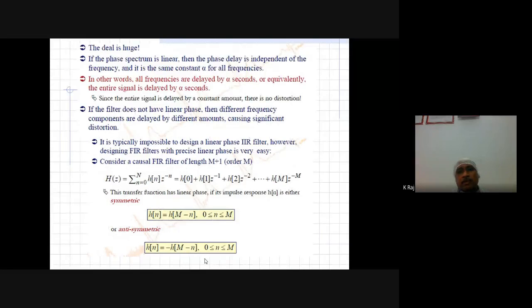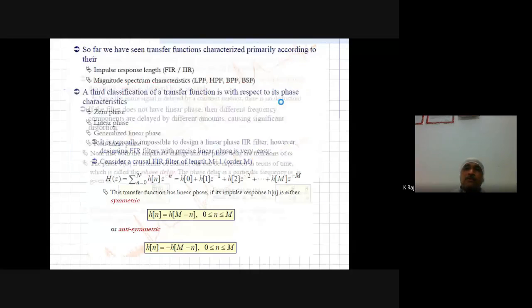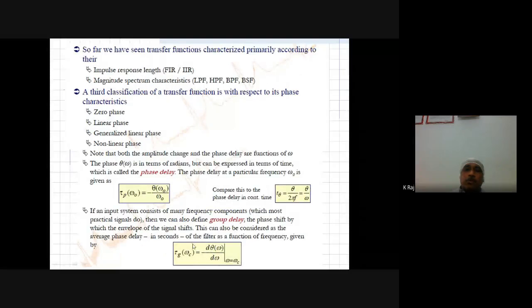If we look at the ideal low pass filter, and the phase spectrum is linear, then the phase delay is independent of frequency, and it is the same constant alpha for all frequencies. We can say all frequencies are delayed by alpha seconds, or equivalently the entire signal is delayed by alpha seconds. Since the entire signal is delayed by a constant amount, there is no distortion. This is the description of group delay.